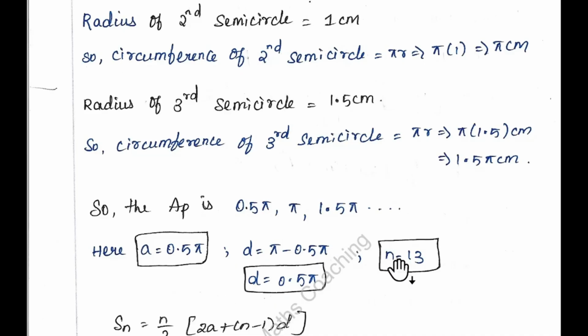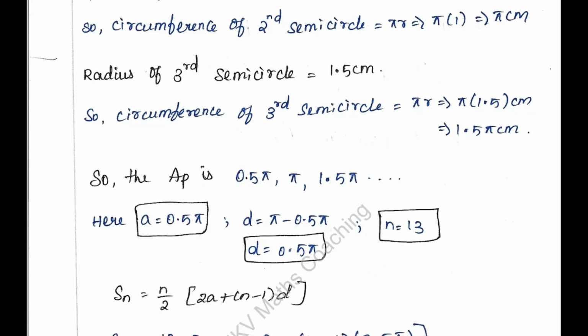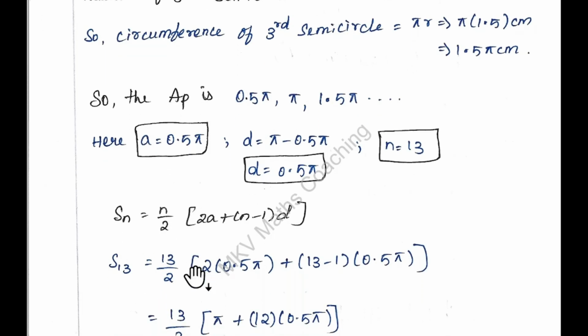They have given 13 consecutive semicircles in the question, no? So the number of semicircles is 13. So write the n value as 13. You need to find the length of all the semicircles, so I'm going to use the Sn formula. Here substitute n as 13, a as 0.5 pi, d is also 0.5 pi.